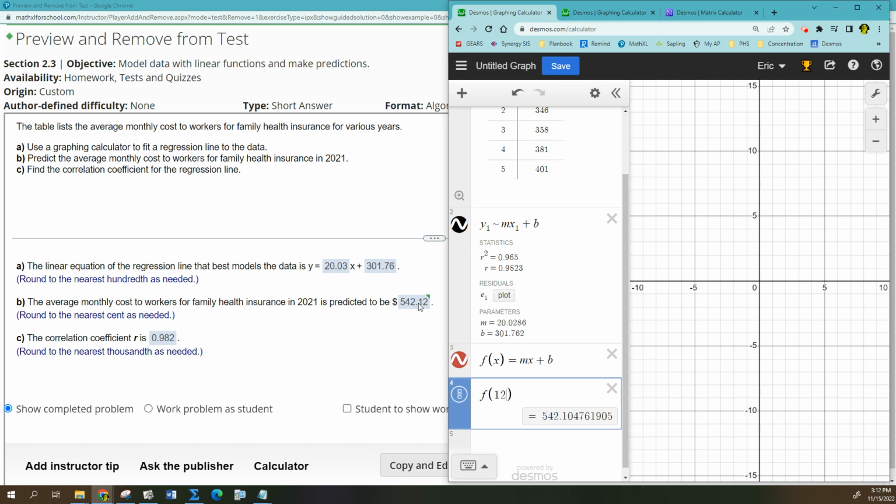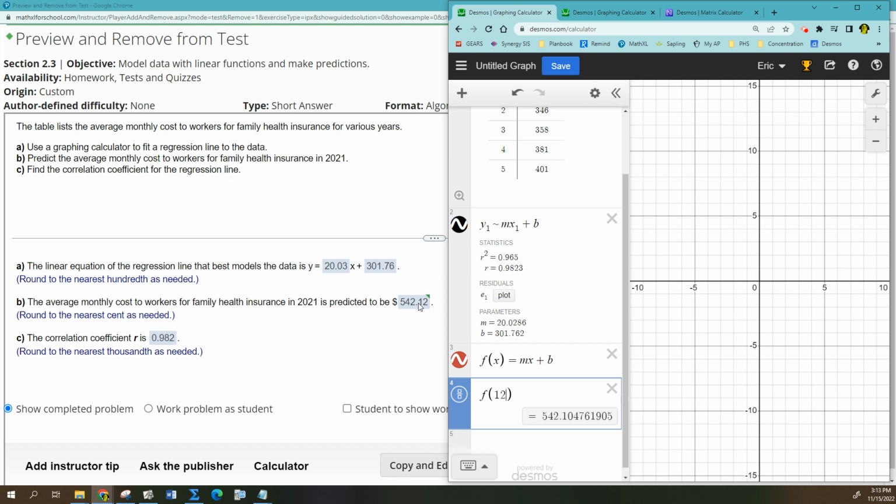Why is their answer different than mine, and mine is better? But mine is definitely better. What did they do instead? They used the rounded numbers in their function, right? So they plugged in 12 into this equation, and that gives you 542.12.